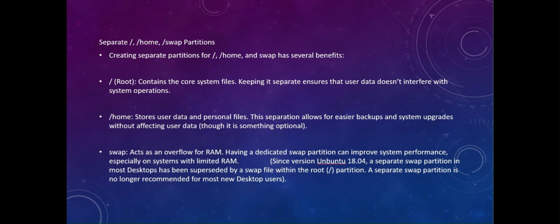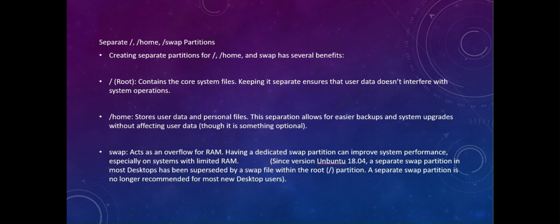Let's talk about partitioning the computer into three parts, or separating it into three main parts. The root, which is basically the slash. It will contain the core system files. Keeping it separate ensures that user data doesn't interfere with the system operations. Next comes the home. We store the user data and personal files here. The separation allows for easier backups and system upgrades without affecting user data, though this is something that is ultimately optional.